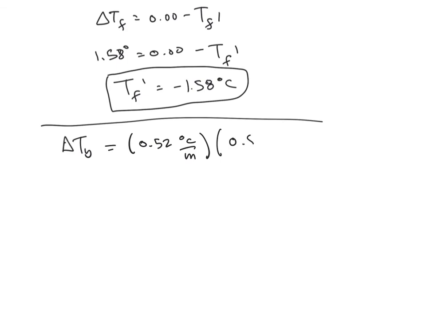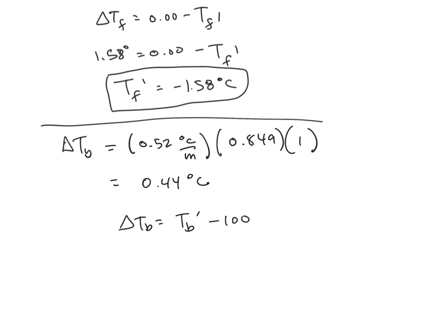So that'll be 0.849 for the molality times 1. So delta TB is equal to 0.44 degrees C. If you remember, since it's an elevation, the boiling point of the solution is greater than the boiling point of the pure solvent water. So delta TB will be equal to TB prime minus TB, which is going to be 100.